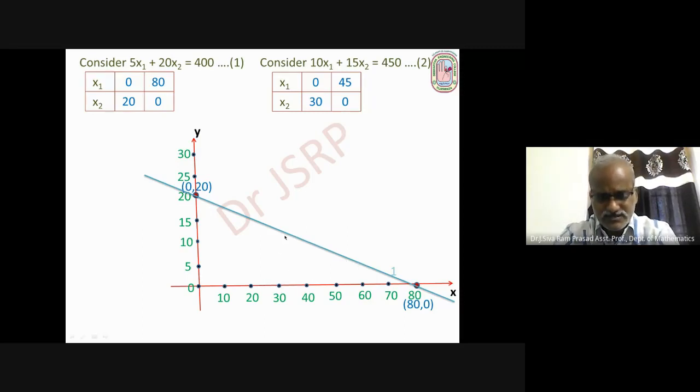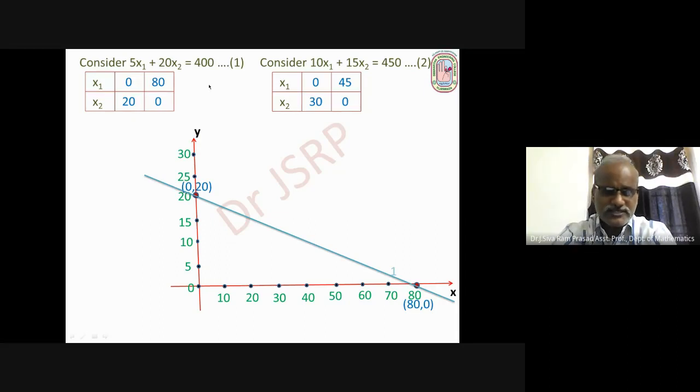Observe, this line divides the plane into 2 parts. This is one part, this is another part. In this part, the origin lies. That means this is towards the origin, and this is away from the origin. Now we have to identify the inequality region. Just substitute the origin in the inequality and verify. If the origin satisfies the inequality, the region lies towards the origin, that means this side. Otherwise, the region lies away from the origin.